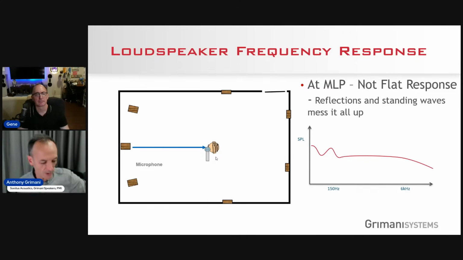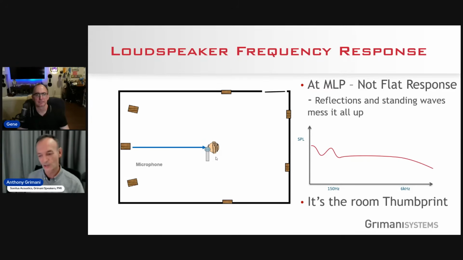And that thumbprint is something that to an extent wants to be corrected and to an extent doesn't. And this is where you've got to understand what the target curve should be. So I call that the room thumbprint. There are things that the room does to your speakers, in how the two work together, that completely mess it up. And there are things that change the measured response but don't actually change what you're hearing of it. And this is where it gets complicated. So I talk about room thumbprint.